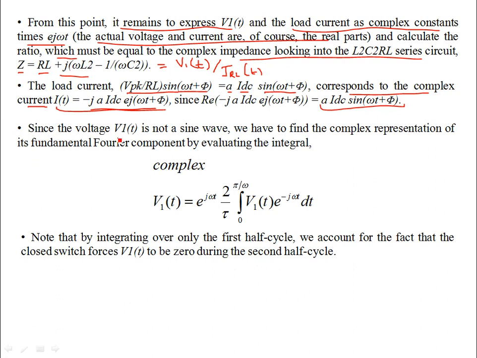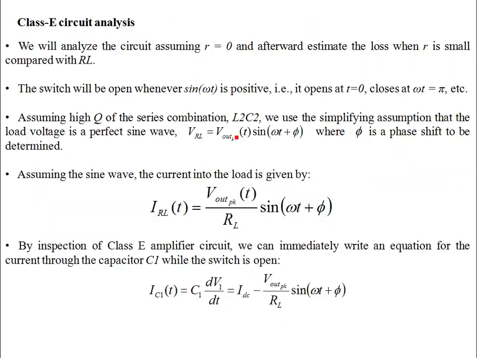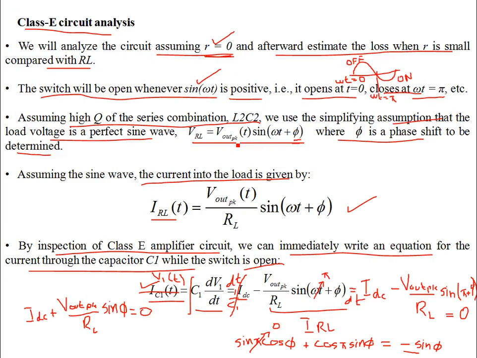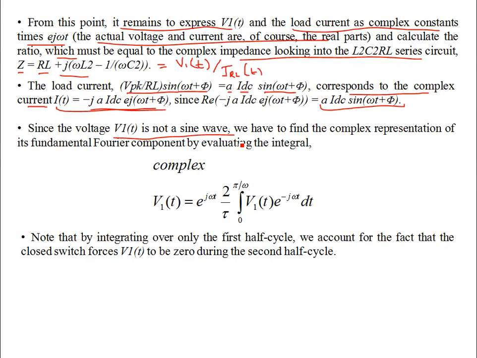Since the voltage V1t is not a sine wave, you see this node voltage is not a pure sine wave, it consists of harmonics. So what you do is, for example, for the fundamental tone, the Fourier component of the fundamental tone can be evaluated by integration. So we can find the complex representation of its fundamental Fourier component by evaluating the integral.